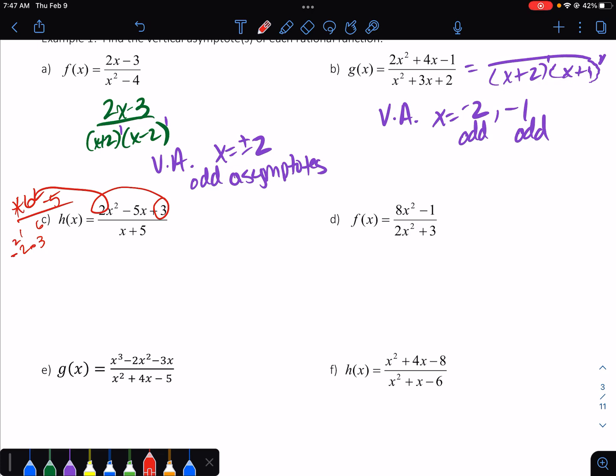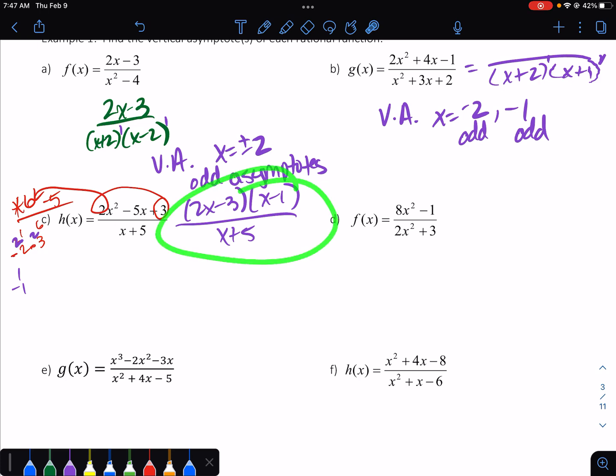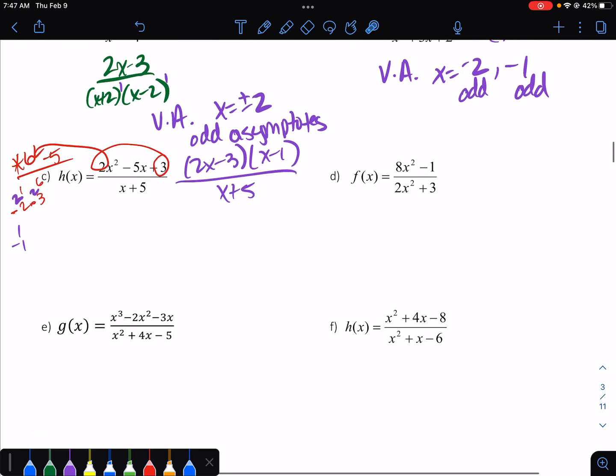I'm going to put my a value on top of both of these, and then I'm going to reduce these ones, so then that gives me 1 and negative 1, and then 2 and 3. So then I'm going to have 2x plus 3. Oh, sorry, it's a minus. 2x minus 3 times x minus 1 over x plus 5. So there's no common factor on top and bottom, so I don't have any hole, so I'm going to just have my vertical asymptote be at x equals negative 5.